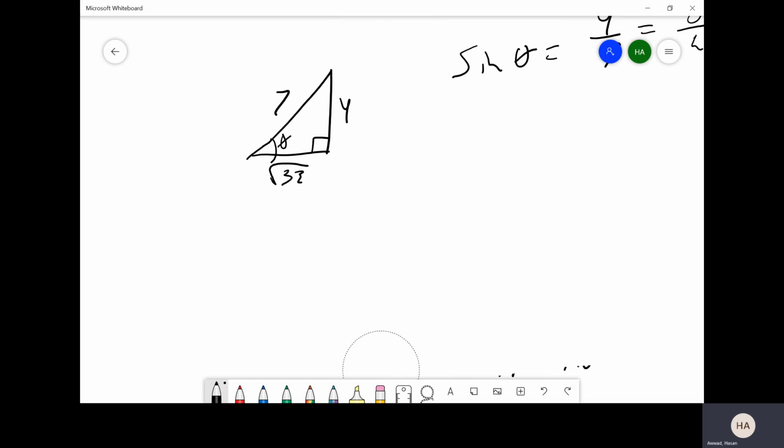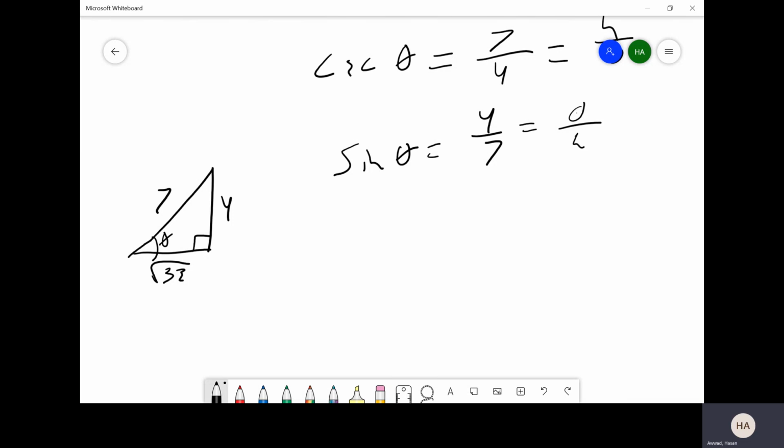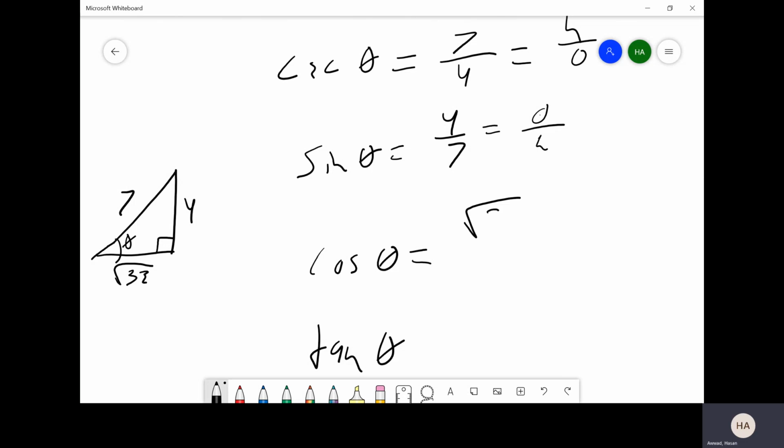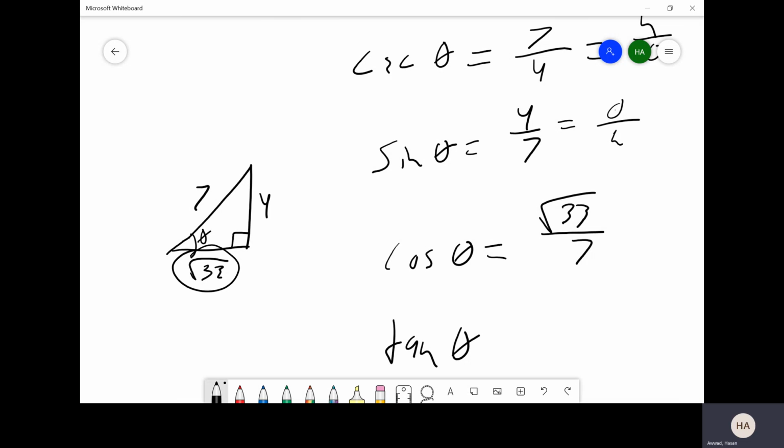I'm just going to clear this off to make some room for myself. So we already figured out, we were given one, and we already figured out one based off of the relationship that it has with its reciprocal trig function. So we know cosecant and we know sine. Let's go ahead and find cosine and tangent next. So cosine of theta, what should this be? Cosine is adjacent over hypotenuse, so this should be square root of 33 over 7. The side that is adjacent to your angle, or next to your angle, over the hypotenuse.